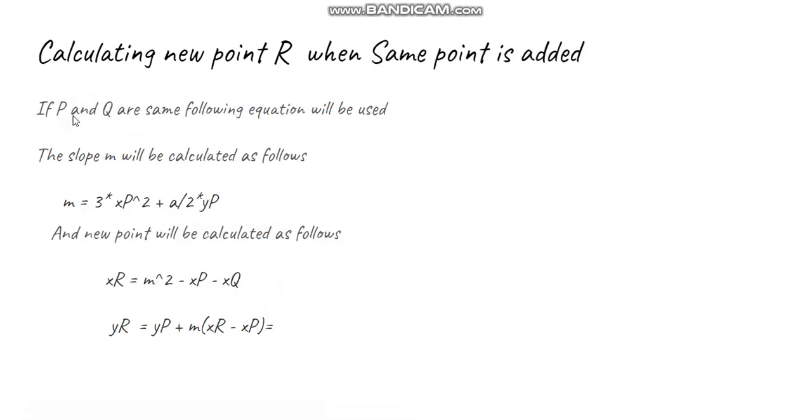Remember this: the equation of the slope becomes different when you add the same point again and again. So here, if P and Q are the same, then only this value will change, and the other values will remain the same, right?